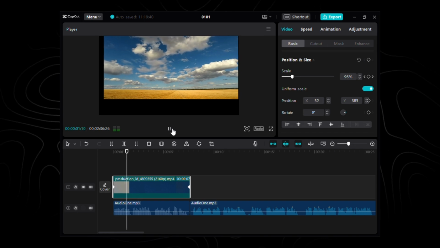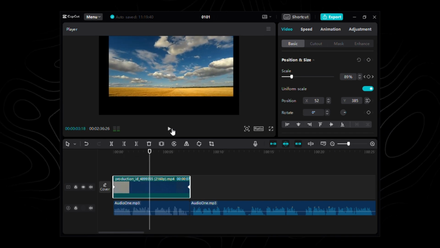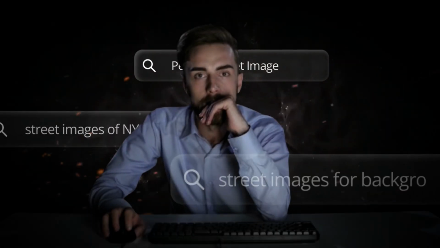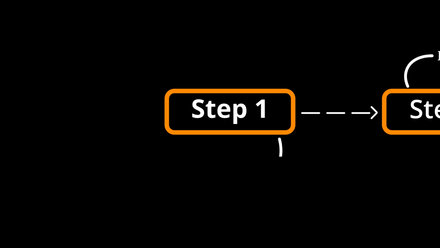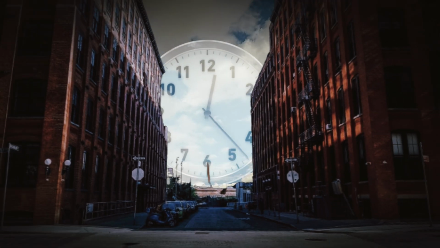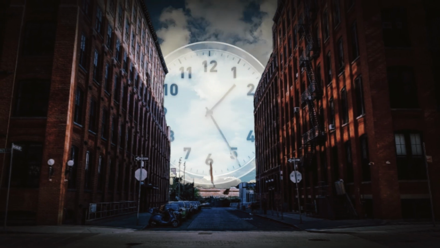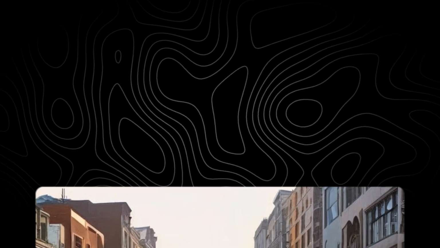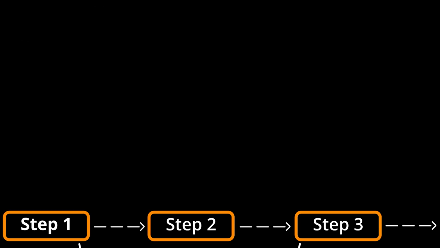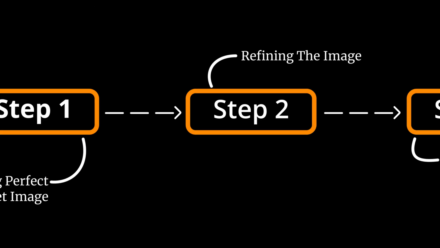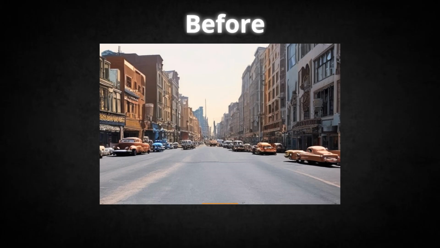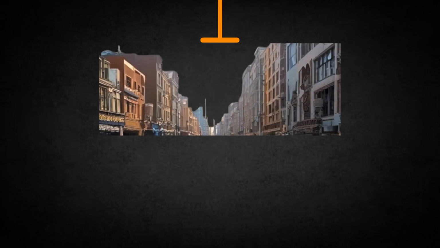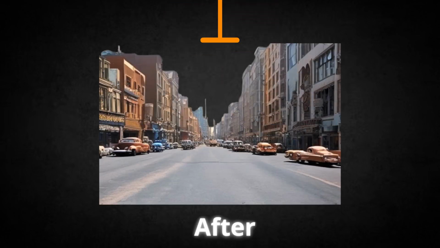Now that we've set the stage with our dynamic sky, it's time to bring our scene to life. I went on a hunt for the perfect street image, and let me tell you, it was a journey. Step 1. Finding the perfect street image. Hours of searching for that ideal New York City street image from the 1900s. It was a challenge, but persistence pays off, and I finally found one that matched my vision. Step 2. Refining the image. Before downloading, I needed to refine the image. Using the magic of Remove BG, I effortlessly removed the sky background, leaving us with just the city streets.